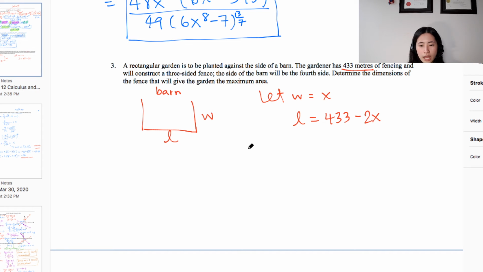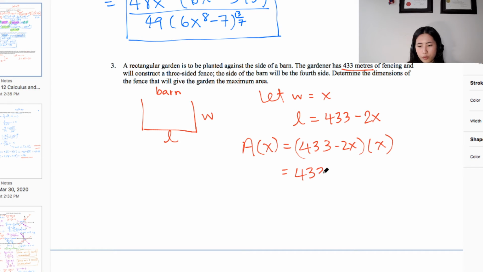Okay, great. Now that we know what the width and the length are, you can say this is A of x, so you're finding the area with respect to x. I said it's going to be length times width, so it's 433 minus 2x, and you're multiplying that by x.